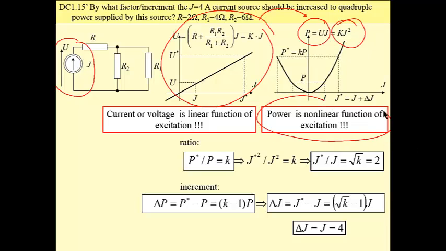Power is a nonlinear function. If the ratio of power in non-nominal condition to power in nominal condition is K, in our case 4, then the ratio of current source value is the square root of K, of 4, which is 2, which gives an increment of 4 amp. For this increment we obtain power supplied by this source 4 times greater than the nominal one.